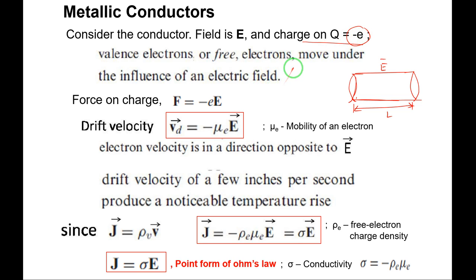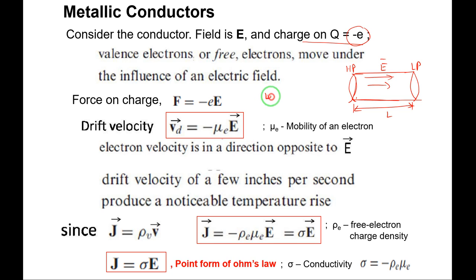And valence electrons or free electrons move under the influence of the electric field. Yes, there is an electric field. The valence electrons or free electrons present in the metallic conductor will move under the influence of the electric field, right? Always they will move from higher potential area to lower potential area. If the field direction is in this direction, the free electrons will move from higher potential area to lower potential area, right?